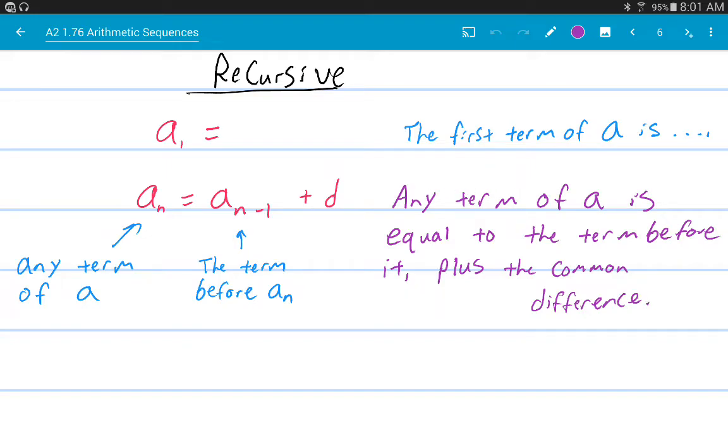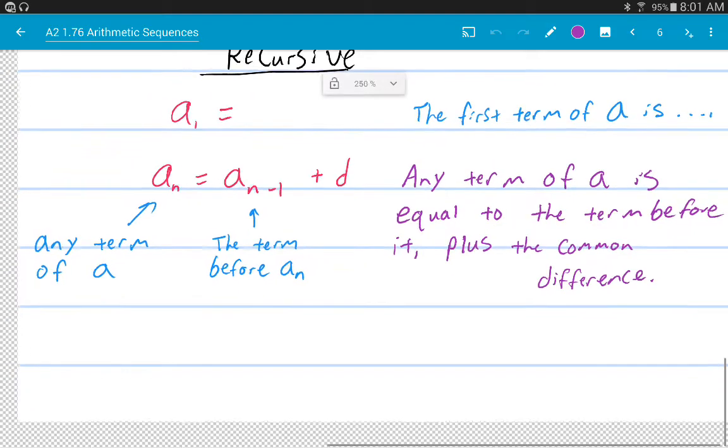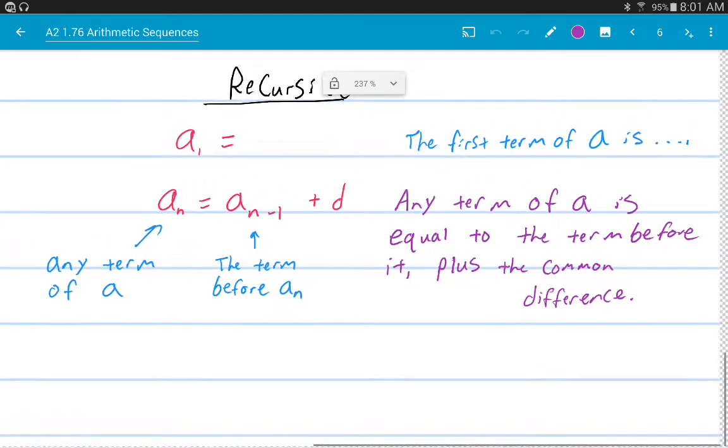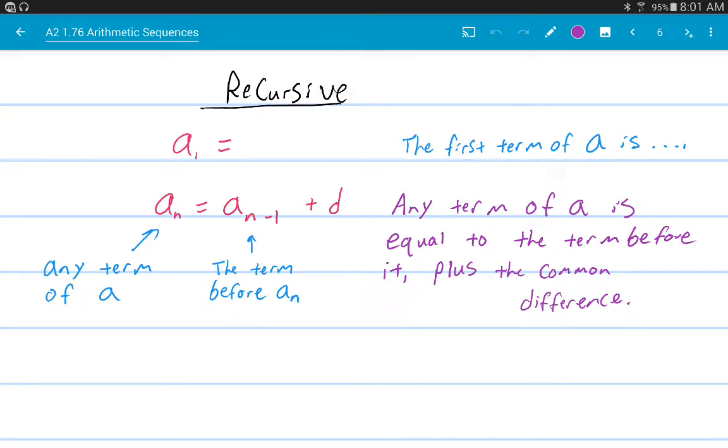Any term of A is equal to the term before it plus the common difference. So it's a step of instructions that's telling you how to make the list, right? Here's where you start, and then for any term, you just take the term before it and you add d. Now d could be negative, of course, in which case that would really be subtraction, but either way. So let's do a couple on the back together.